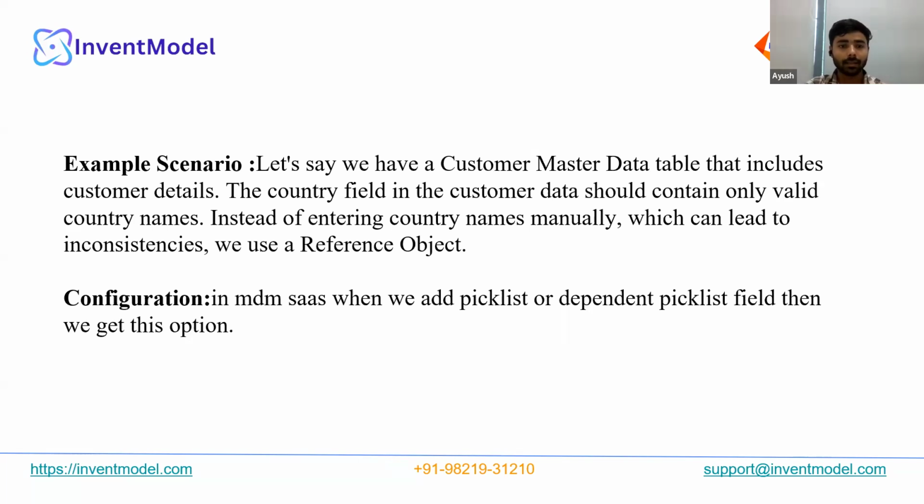And for the example, let's say we have a customer master data table that includes customer details, and the country field in the customer data should contain only valid country names, which are available worldwide. If we do not want to enter country names manually for any particular customer, we can select them in a pick list, and from there they come in a drop down. So we can select the valid country name from that. And for configuring it, we have to go to the pick list field, and there we can select reference data as country.